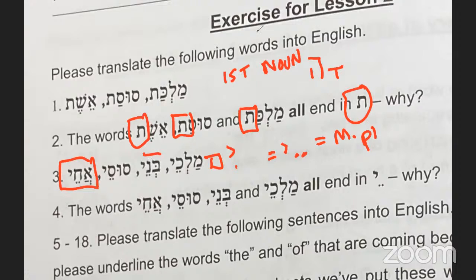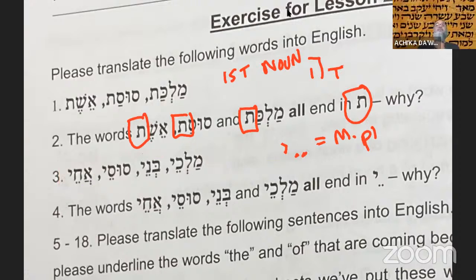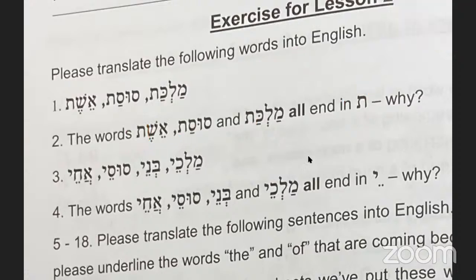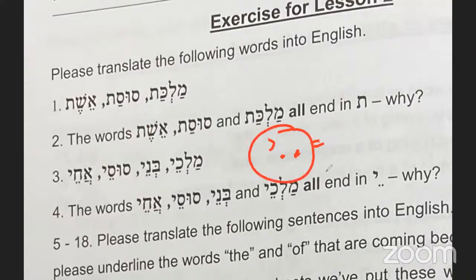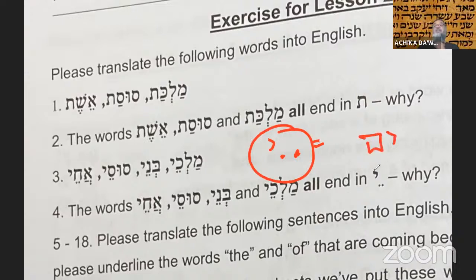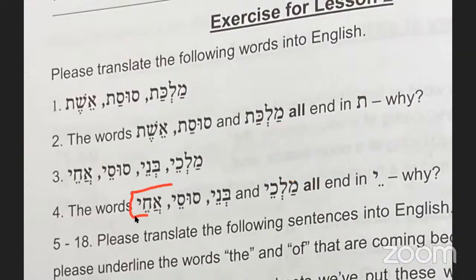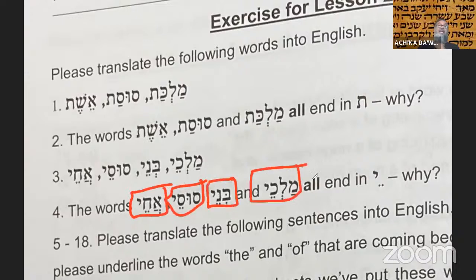So what's making it plural? The two dots and the yod is making it plural. What was it prior to being the two dots and the yod? It was a yod and a mem, and the yod and mem is masculine plural. Okay. So the words that we talked about, Ake, Susei, Bane, and Malake, all end in these two dots and a yod.